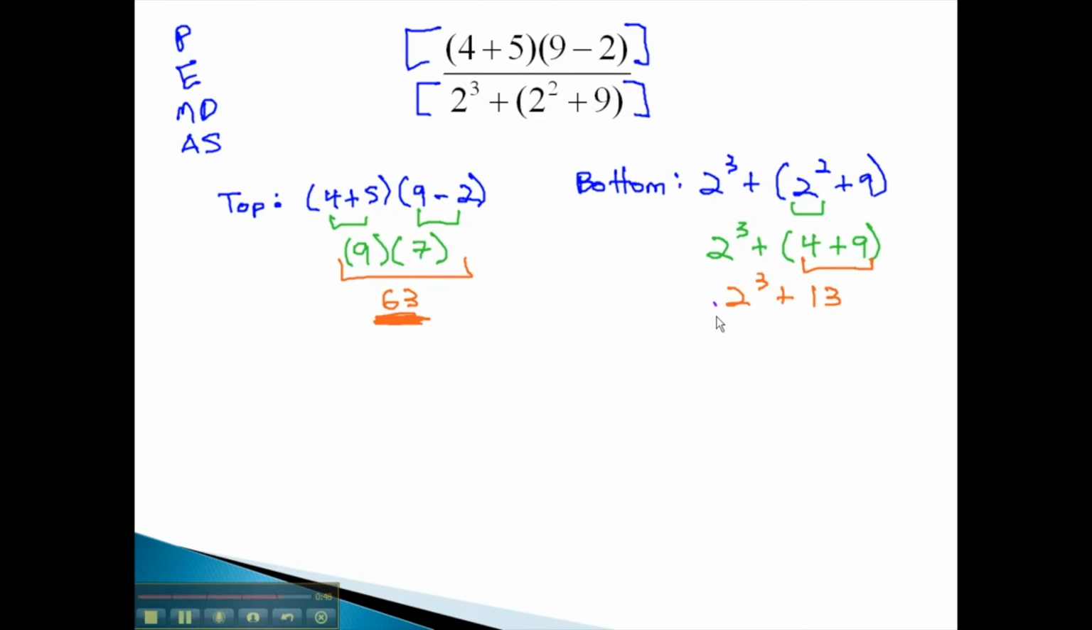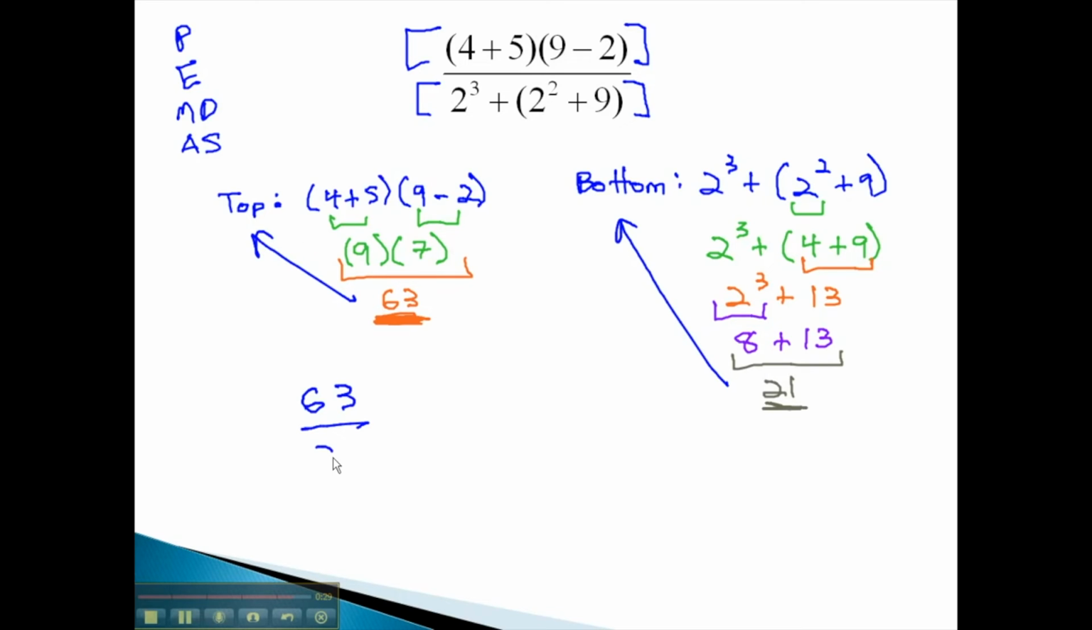Now, outside of the parentheses, 2 cubed is 8, doing exponents before we add the 13. And finally, 8 plus 13 is 21. The denominator comes out to 21. Put it all together, we have 63 on top, 21 on the bottom. And we have a fraction that we can actually reduce. 21 goes into 63 3 times, and we have our final solution.